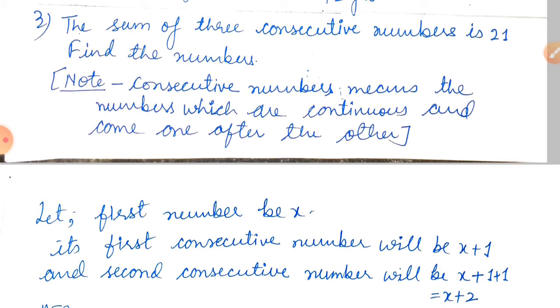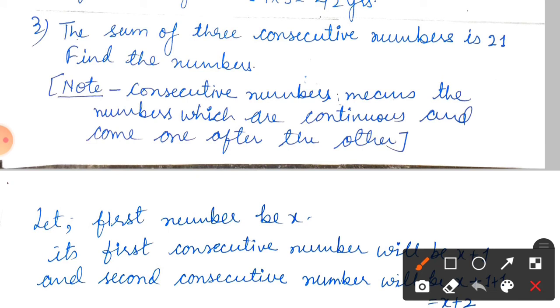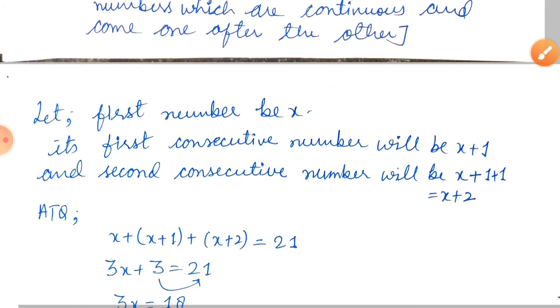Now come to the third question. The sum of 3 consecutive numbers is 21. If you assume the first number as x, its consecutive will be x plus 1 and its next consecutive will be x plus 1 plus 1. So what does it mean? The consecutive of 1 is 2 and of 2 is 3. So we have to proceed in the same manner.